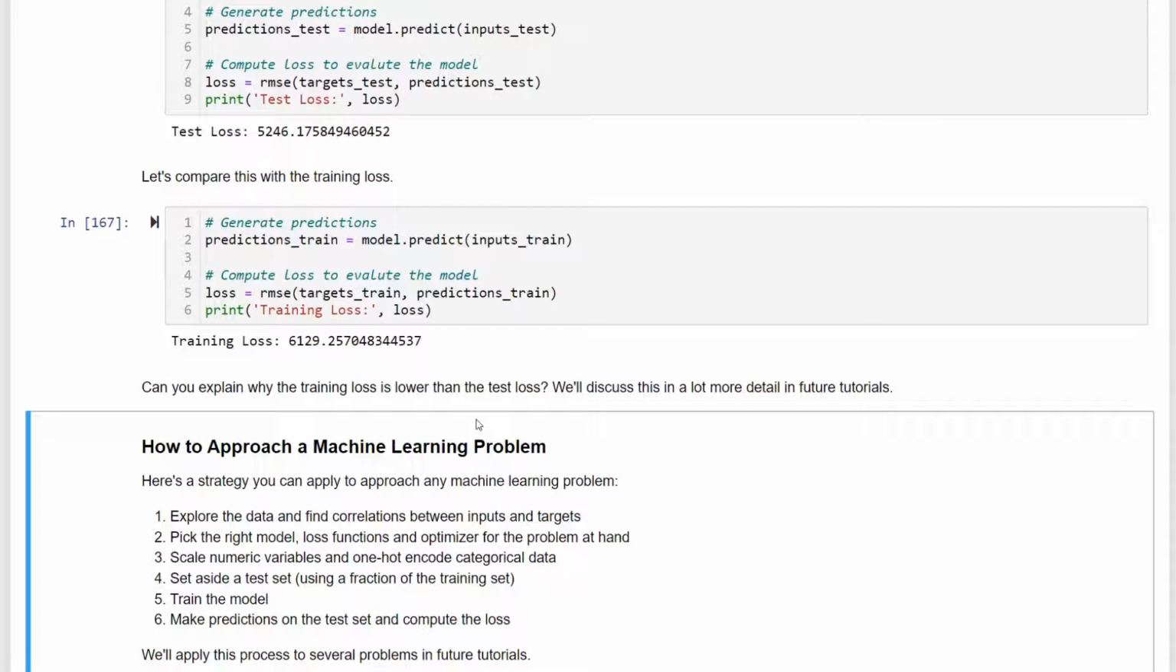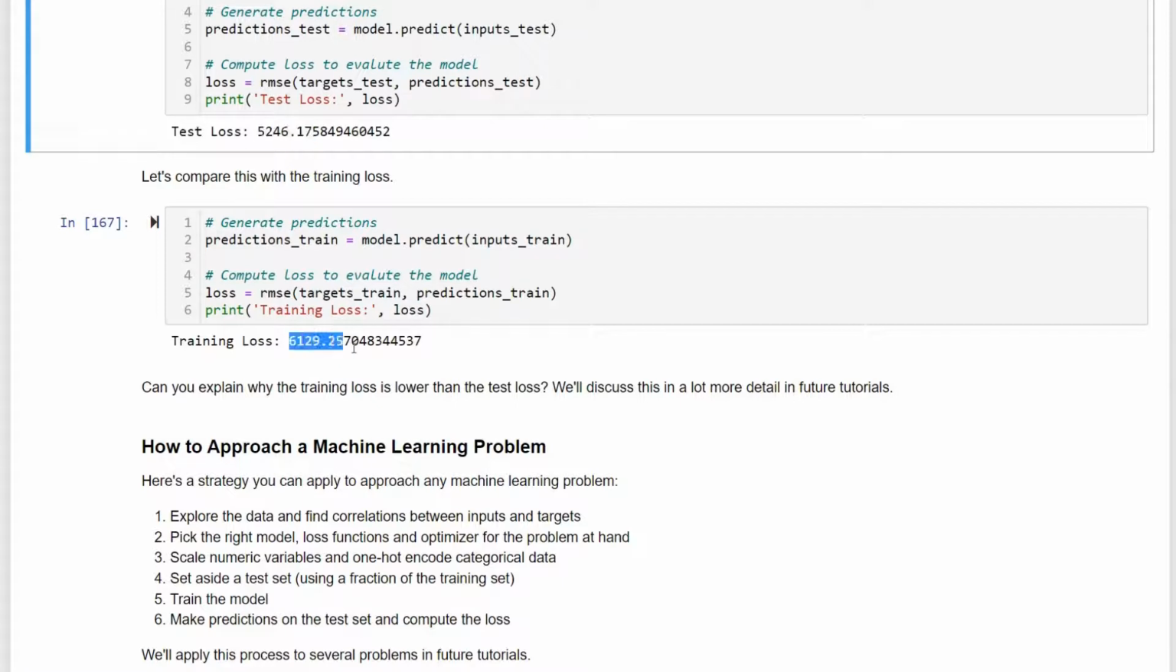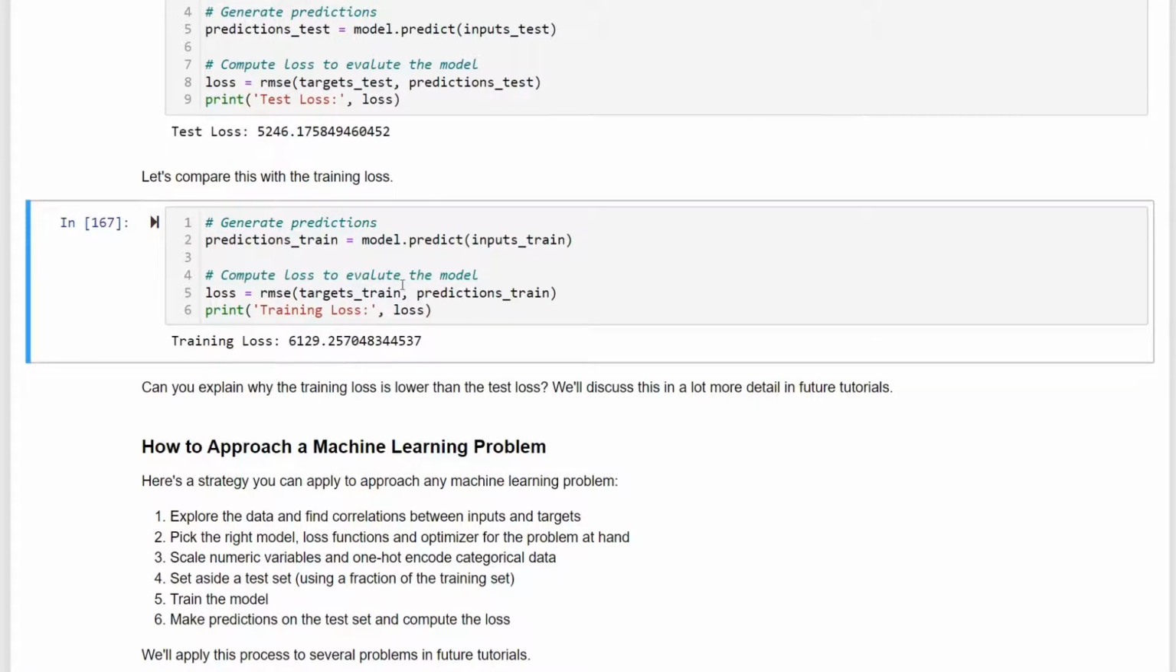We have trained the model using the standard scaler method and feature scaling method, pre-processing the data by means of their features and weights, and made predictions on the test set and computed the loss. I have a test loss of 5246 and a training loss of 6129. So this was pretty cool. We will apply this process to several problems in future tutorials.